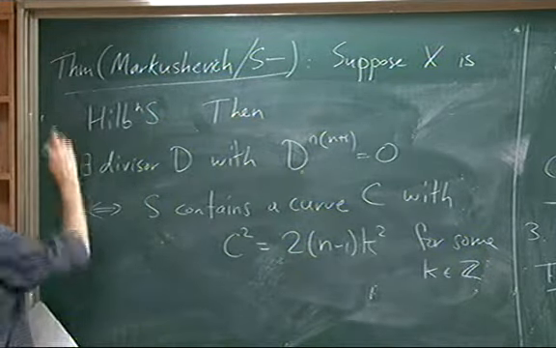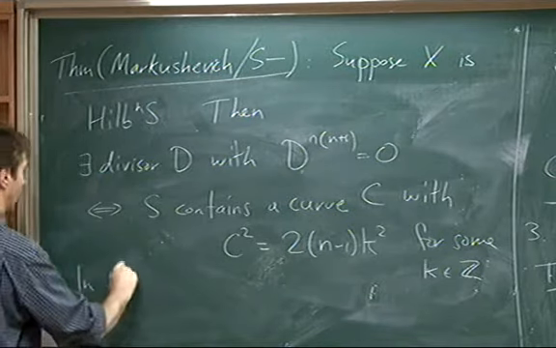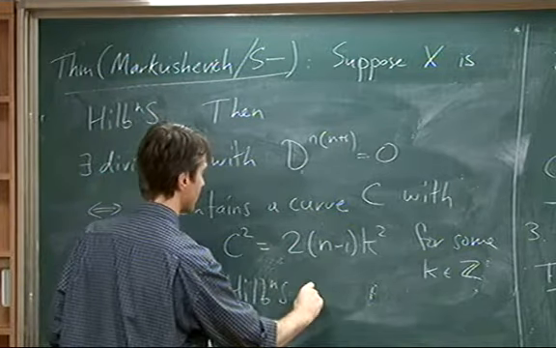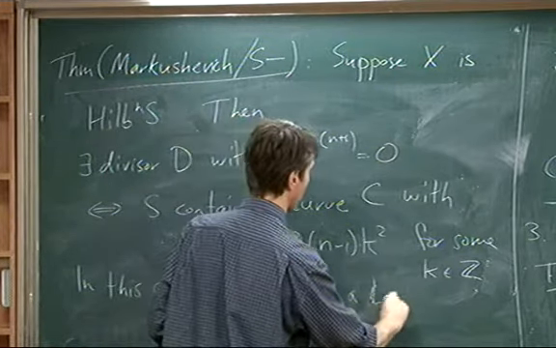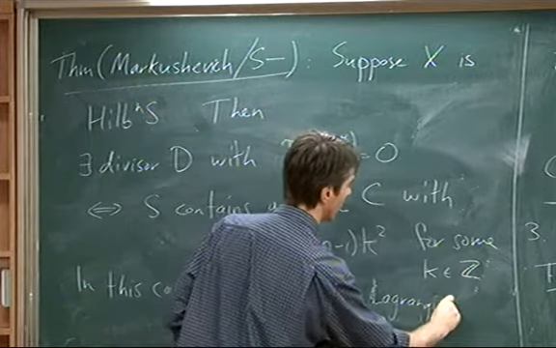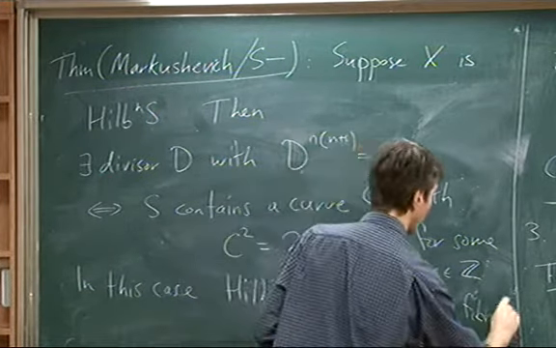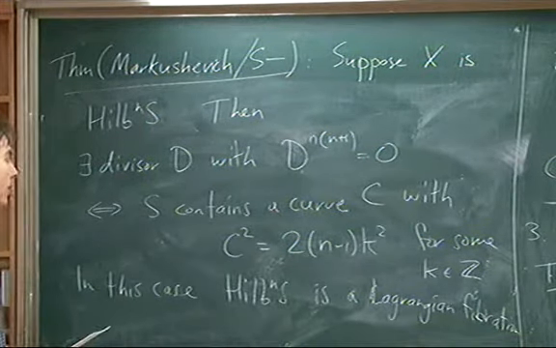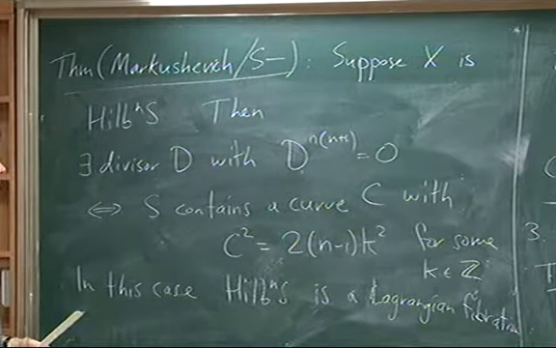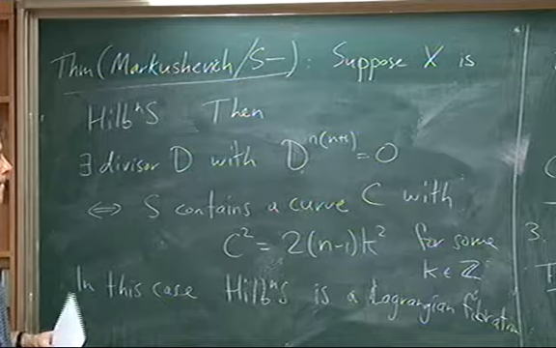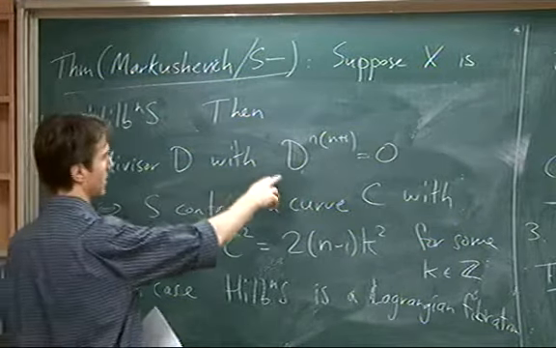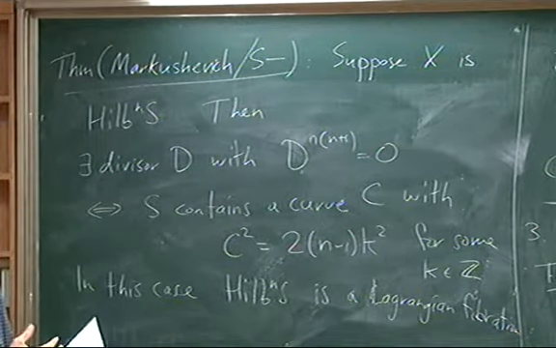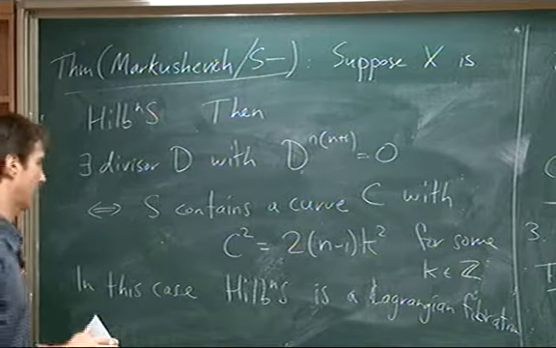And okay, so our result says that in this case, the Hilbert scheme of n points on S has a Lagrangian fibration. So here you get a genuine Lagrangian fibration, not just birational to one. This condition is really a condition on the period of the complex manifold.